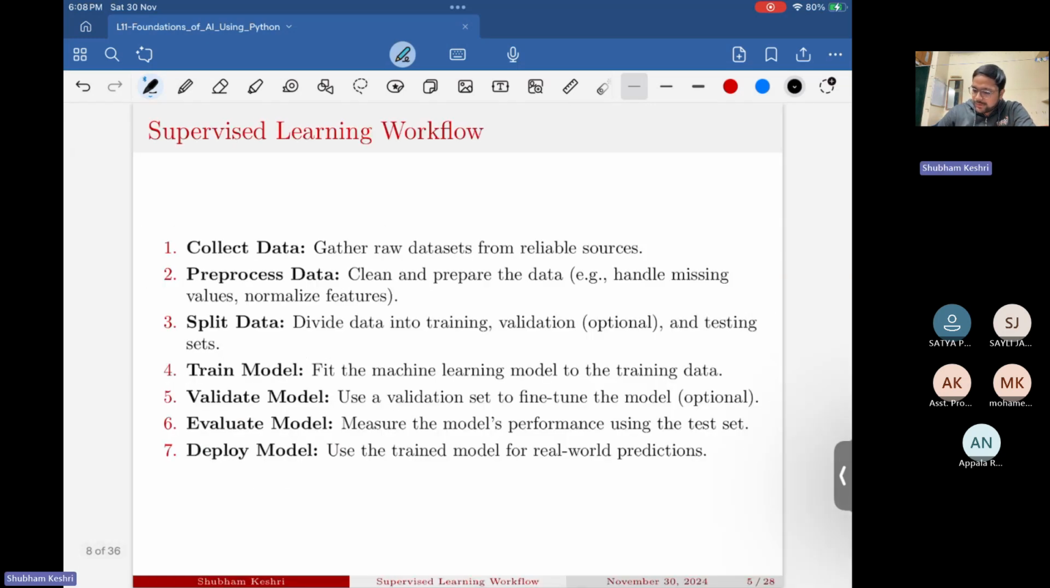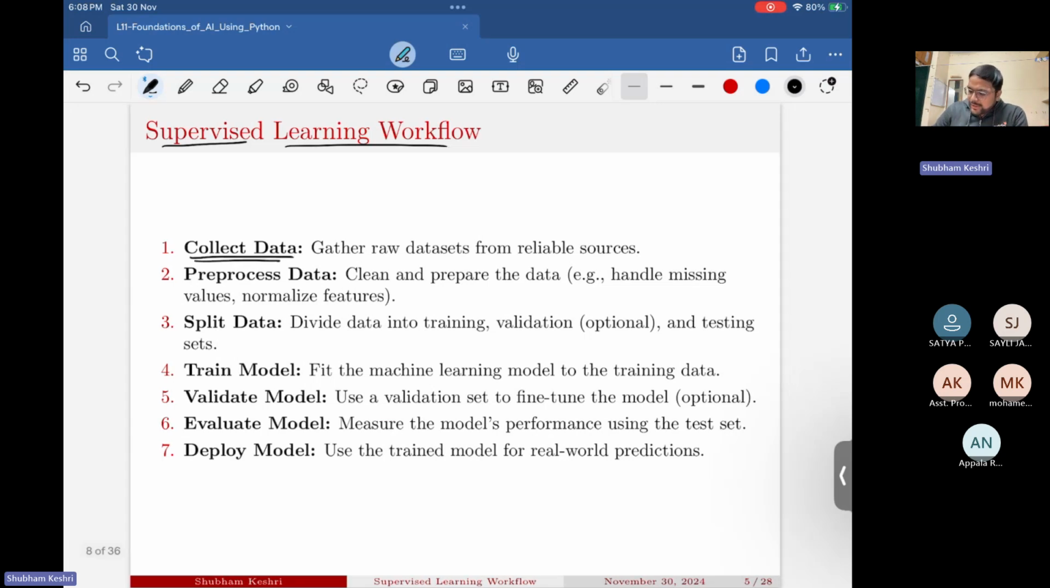Okay. So the supervised learning workflow. We first have to collect the data. We have to gather raw data from a reliable source. Then we have to do pre-processing, where we clean and prepare the data. These are the fundamentals of data collection. When you collect data, there might be some mishandling issues, or some data might be missing, and so forth, so some pre-processing is required.